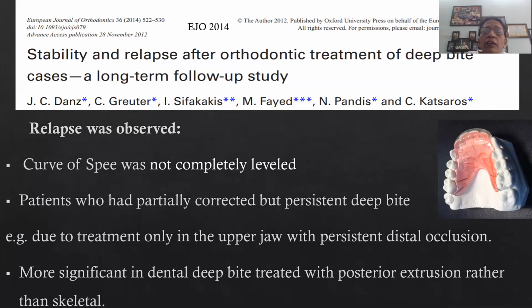And they concluded that relapse is seen when the curve of Spee was not completely leveled at the end of the treatment, or in patients who had a partially corrected but persistent deep bite, as only the upper arch is treated and no treatment is carried out in the lower arch, and then we keep it in a functional class 2. Those are the cases where a relapse of deep bite takes place. And it is more significant in dental deep bite treated cases with a posterior extrusion rather than skeletal.